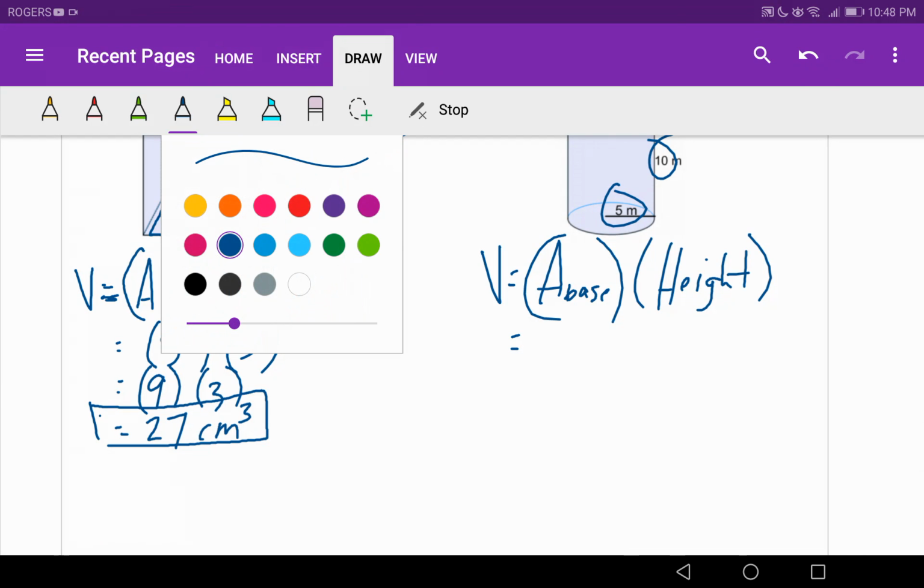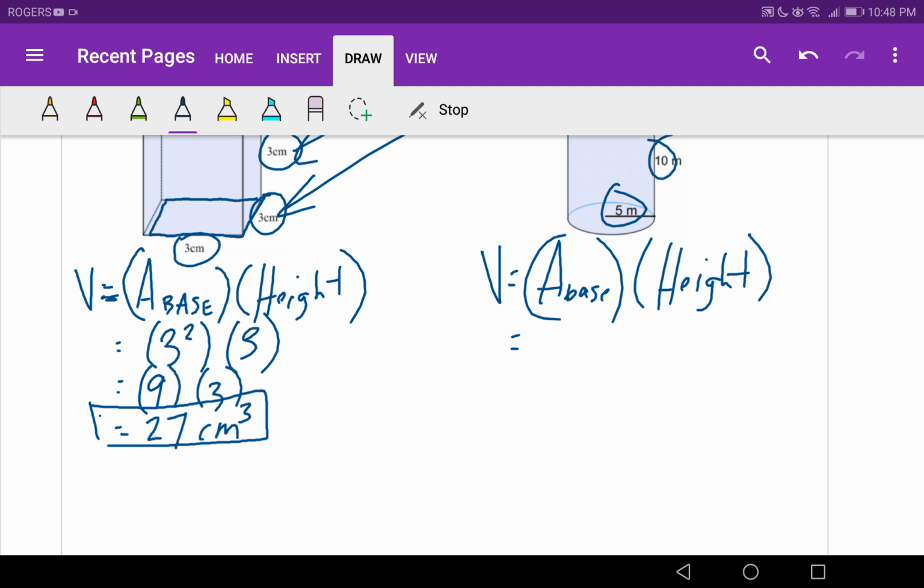Okay, so my area of the base is pi r squared. Okay, so pi times radius squared times my height. All right, and I'm just going to use the letter h, lowercase h, for height instead of writing out height every time. So I just now need to plug in my h.